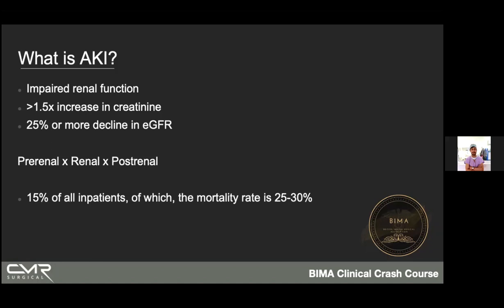Another thing that's not mentioned here, but another way of defining AKI, is low urine output. It's obviously a symptom and a sign, but you can actually define AKI with low urine output in the form of less than 0.5 mils per kilogram per hour. There are different types of AKI, or different etiologies, you could say. So there are pre-renal causes, renal causes, which we'll go into a lot of detail about, and also post-renal causes as well.